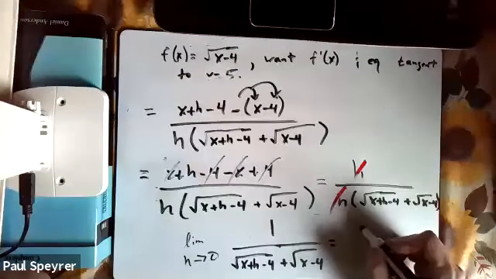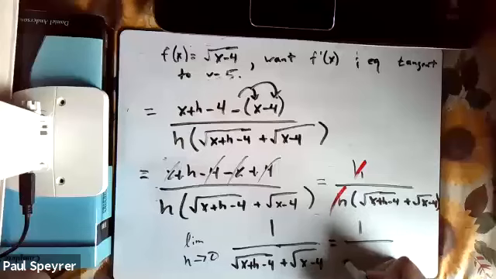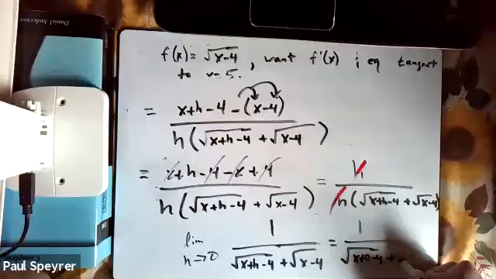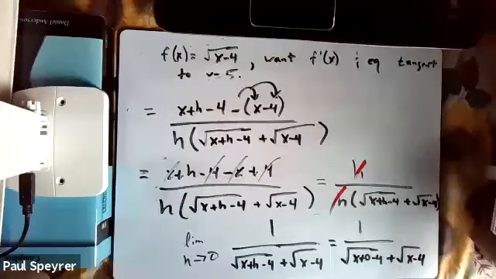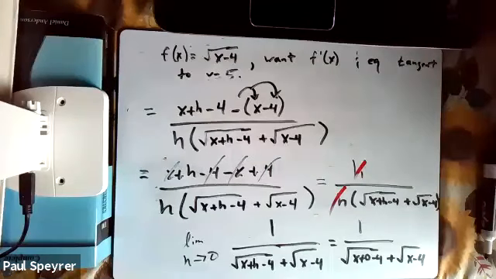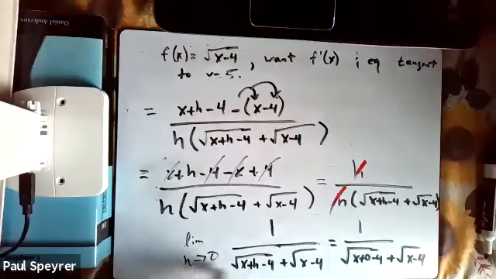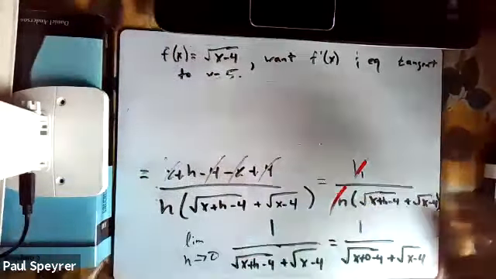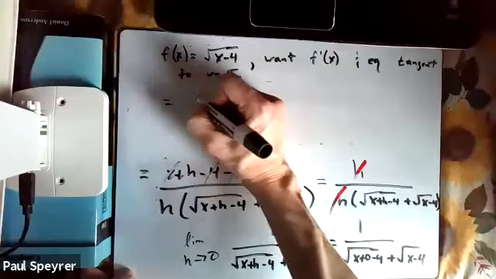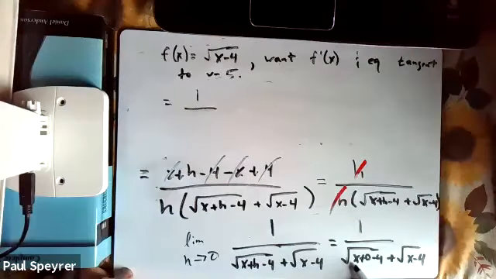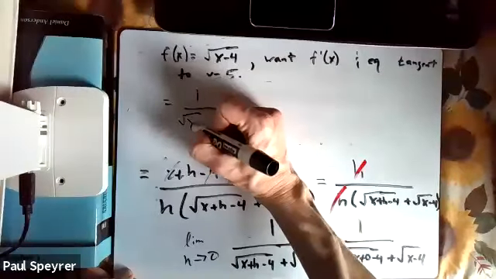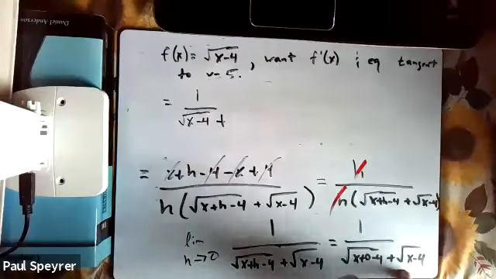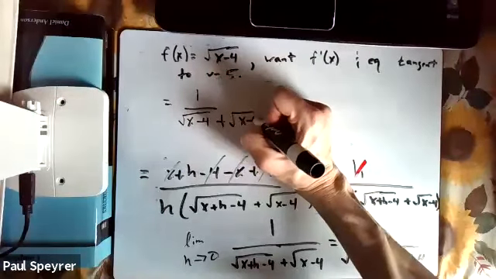Now if we plug 0 in, what happens? We get 1 over square root of x plus 0 minus 4 plus square root of x minus 4. Remember, you're not plugging 0 in for x. Remember, it's the limit as h goes to 0, not x. So those x's stay. And then what are we left with right now? We just have 1 over square root of x plus 0 minus 4, which is just square root of x minus 4, plus you have another square root of x minus 4, right? We got 2 of those in the bottom.